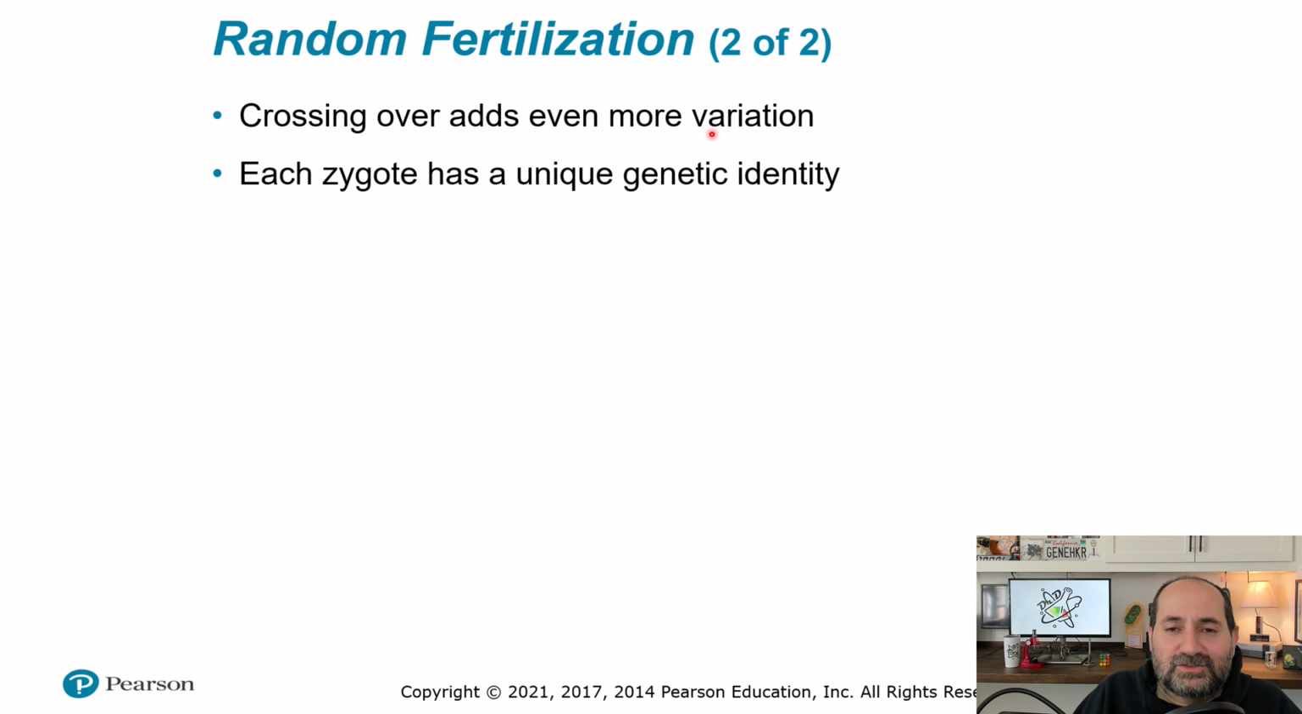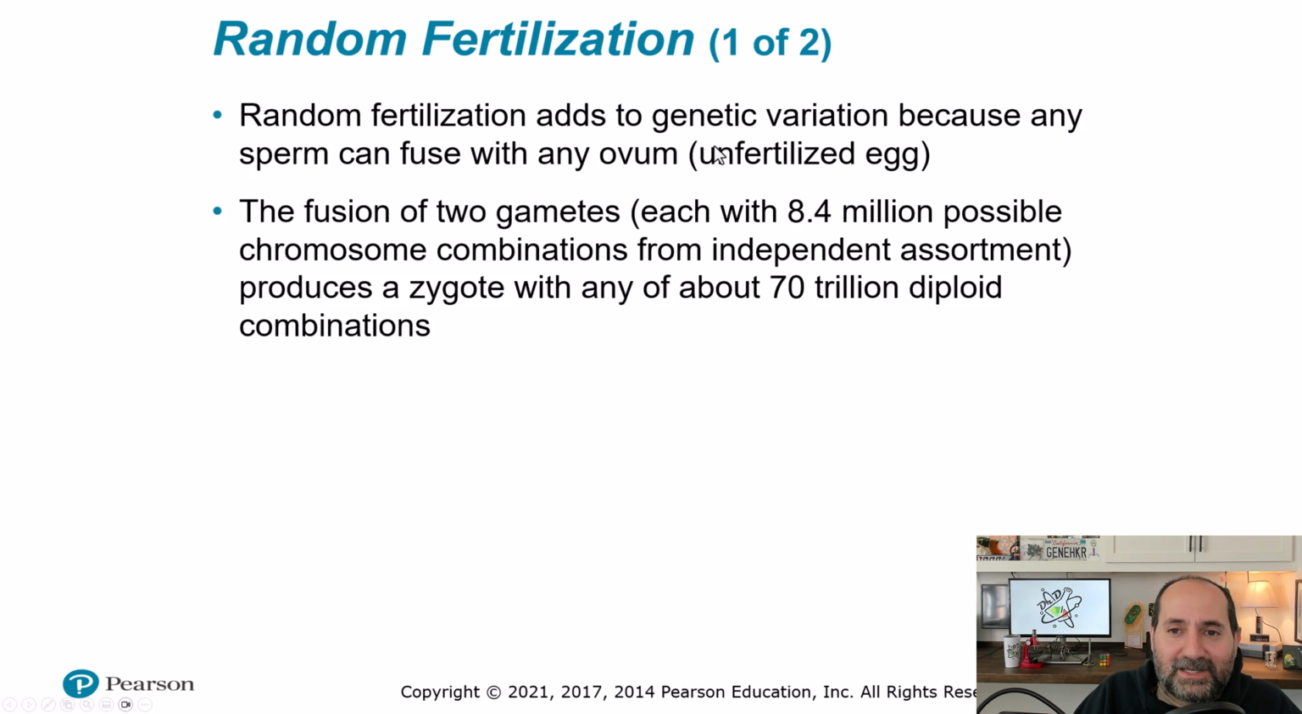It would be just an astronomically high amount of variation if you think about it that way, because crossing over doesn't necessarily happen the same way twice. You can have single crossover events, double crossover events, triple crossovers. There's so many different ways that crossing over could have happened. So this 70 trillion just refers to independent assortment and random fertilization.